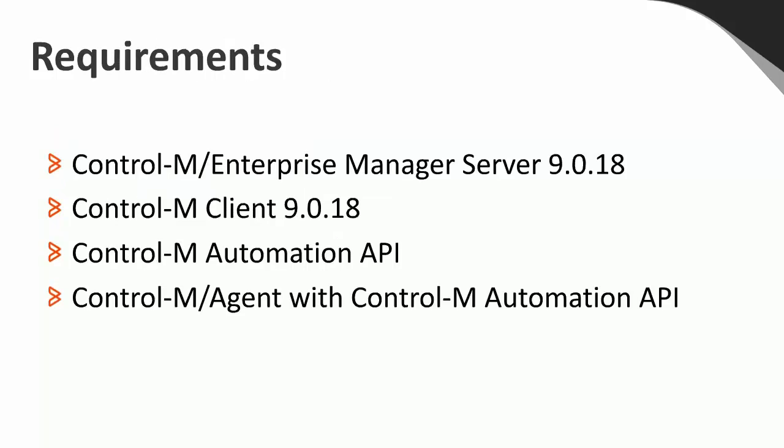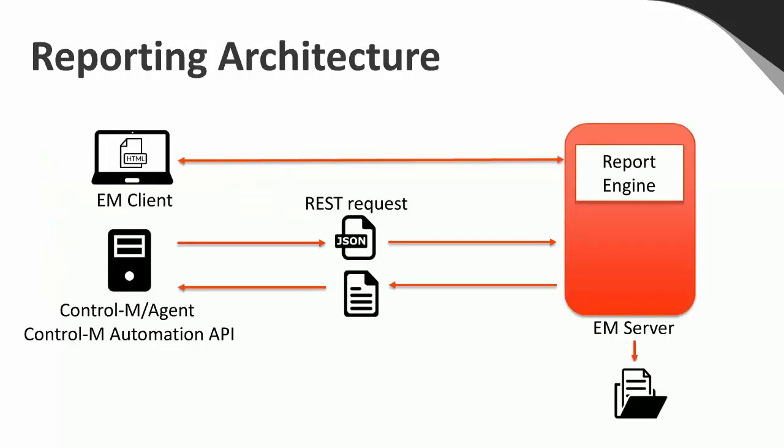Now let's go and take a look at the requirements. You will need a Control-M Enterprise Manager Server 9.18, a Control-M Client 9.18, and Control-M Automation API, which is included in the Control-M Enterprise Manager Server installation. And to automate your report, you will need a Control-M agent with the Automation API installed. Knowing this, let's take a look at the architecture.